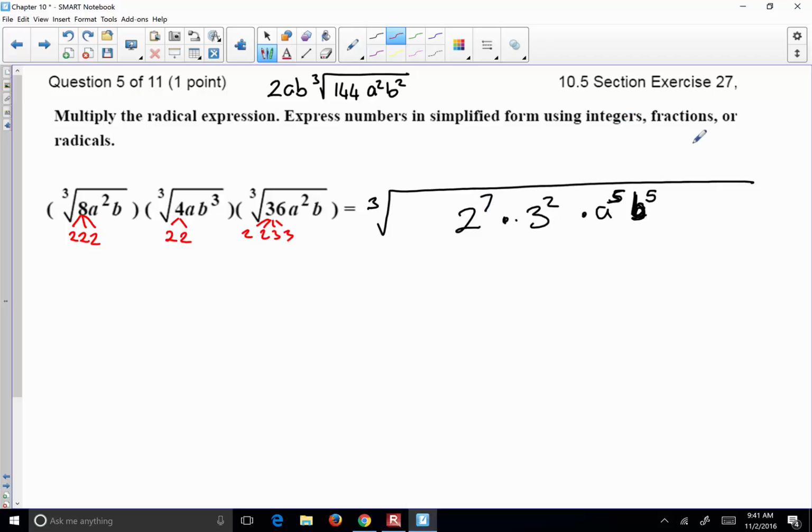So you need to do long division for that. 7 divided by 3, right? 7 divided by 3. How many times 3 goes into 7? Twice. 2 times 3 is 6. 1. So 1, 2 remains in. 1 remains in. How many comes out? 2.